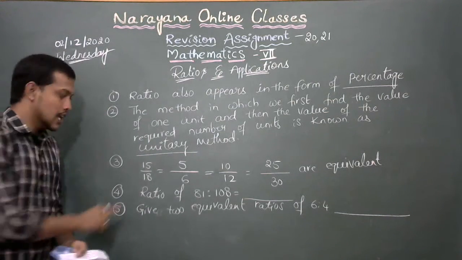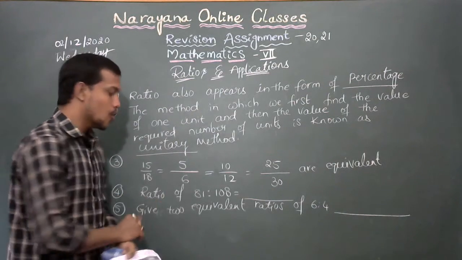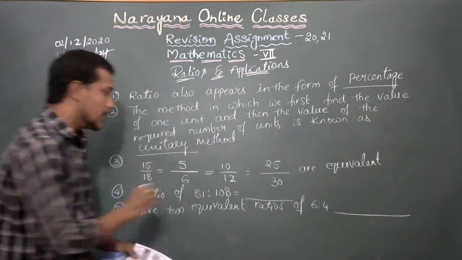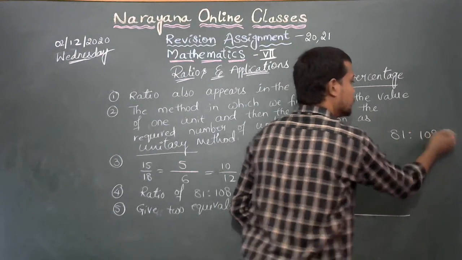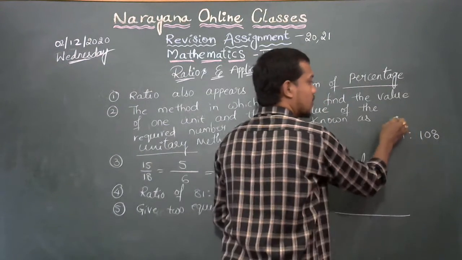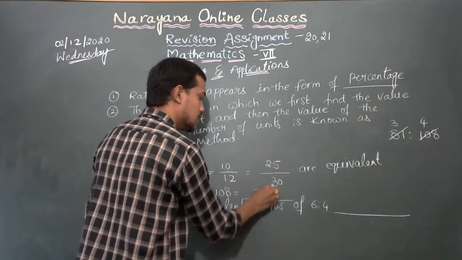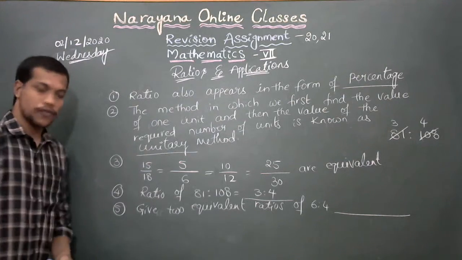Now coming to the fourth one: ratio of 81 is to 108. If you see, 81 is 27 3s, 108 is 27 4s. So that means 3 is to 4. Now coming to the fifth one.